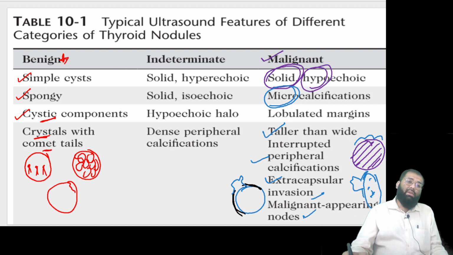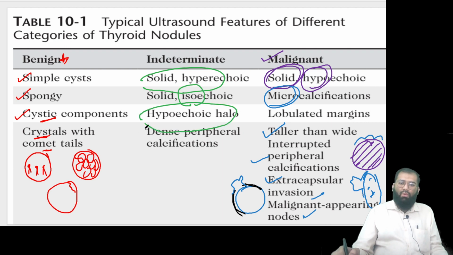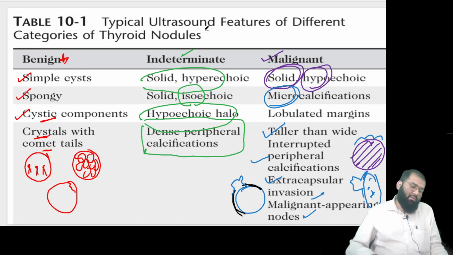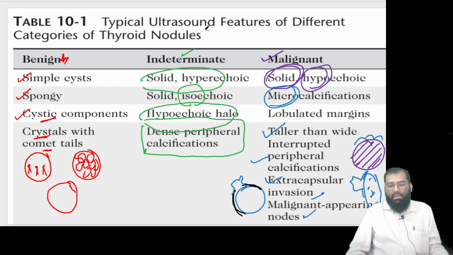Now, in between features, intermediate features: solid hyperechoic or solid isoechoic, presence of hypoechoic halo, and dense peripheral calcification or macrocalcification. So these are signs of intermediate lesion. So you cannot tell benign versus malignant with more surety in these cases. Here FNAC is always indicated.